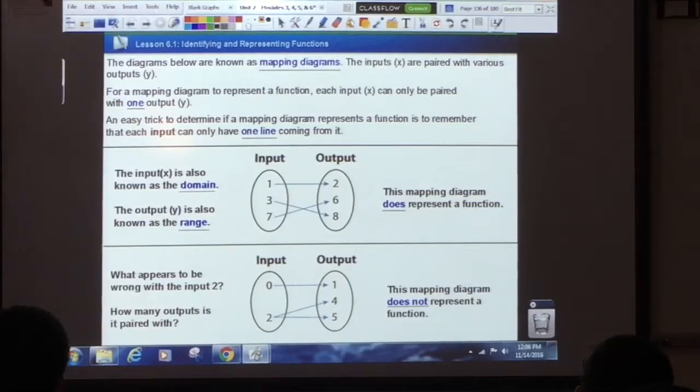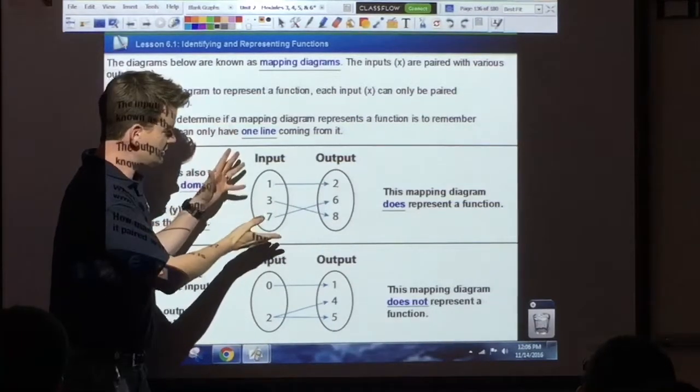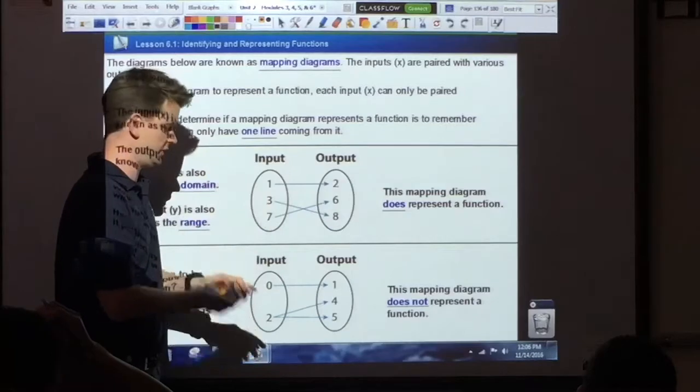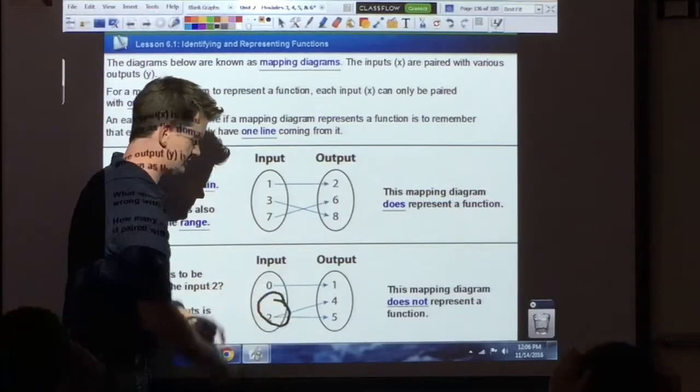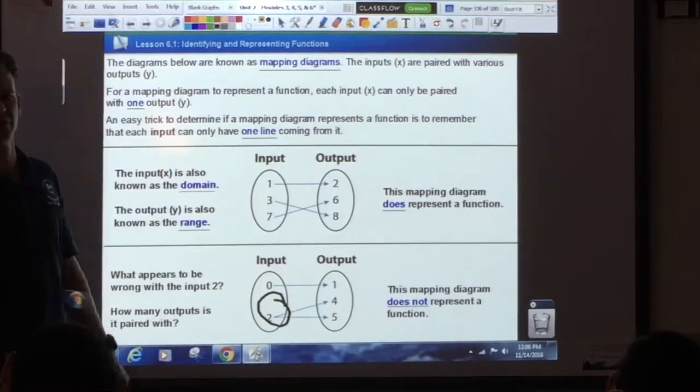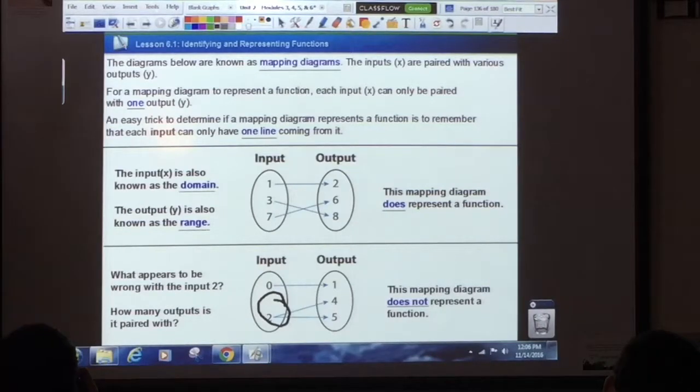So as long as there's only one line coming out of all these inputs into all those outputs, you're good. But here, as soon as you saw those two lines coming out, that means boom! It's not a function, baby. It ain't a function. All right, let's try some of these together.